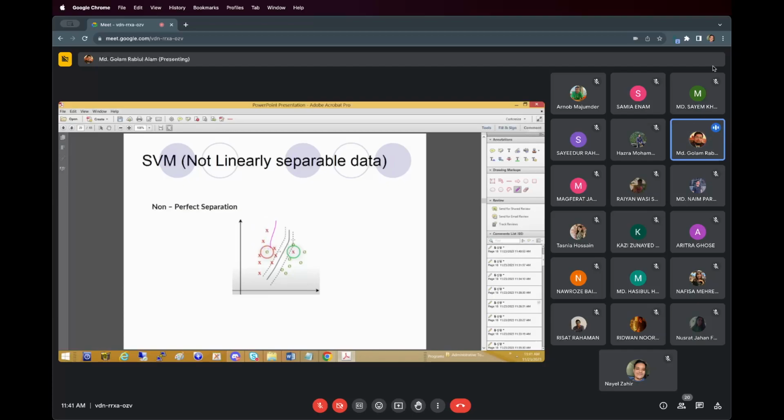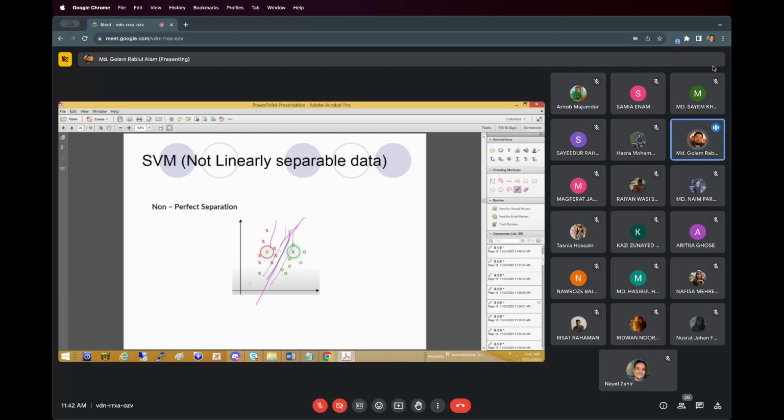Then what do we have to do? Maybe we want to draw the separating line, the hyperplane, but in this case there is no way to get a linearly separable line. Maybe we cannot draw just this kind of hyperplane to separate positives from the negatives. So what we have to do in that case is think about non-linearity, a non-linear separable line.